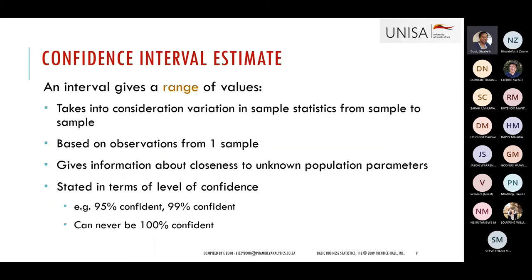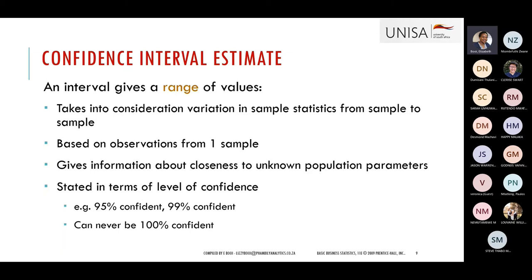A confidence interval gives you a range of values. This takes into consideration the variation in the sample statistics from sample to sample, that's one. And it is based on the observations from one sample, because we are collecting only one sample. It gives information about the closeness to the unknown population parameter, because sometimes you will not be given the population parameters, but it will give you a close estimate of what your population parameter should be between, right?